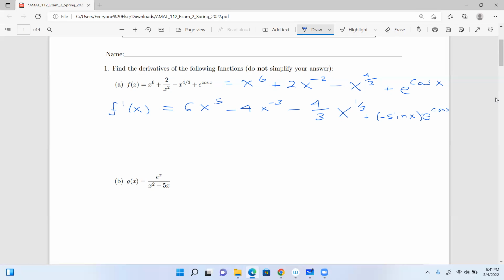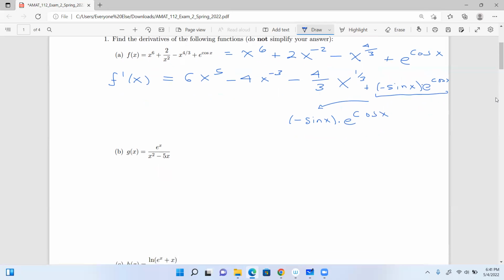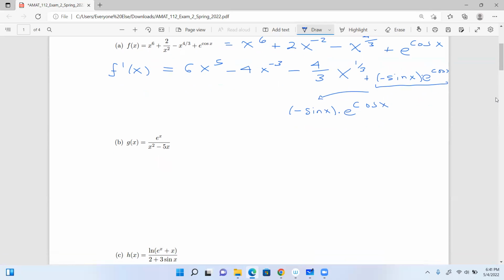Kind of ran out of room there, so let me just rewrite this. What I meant to write here is the following: negative sine x times e to the cosine x. This product here will be the proper derivative. So now let's move on to the next part.